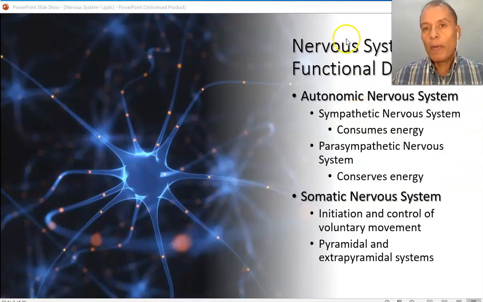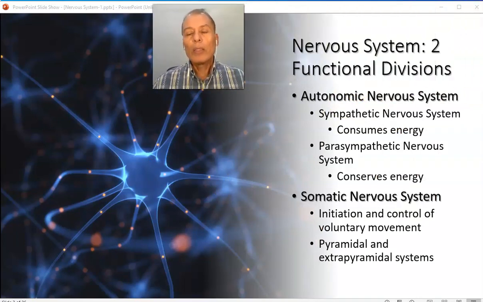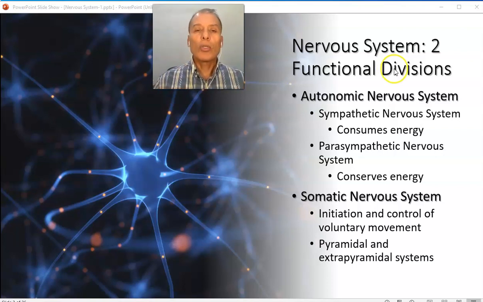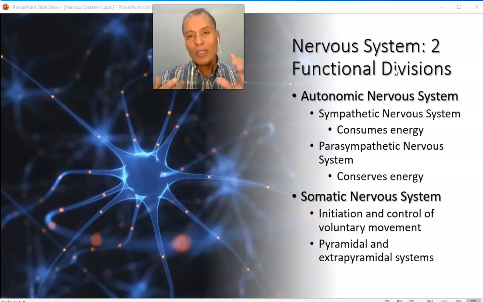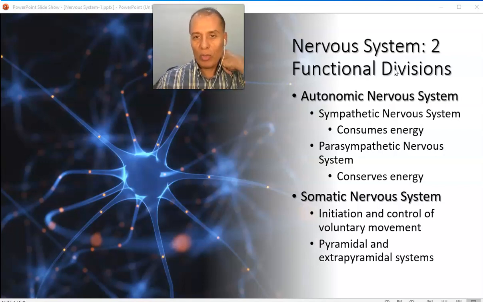Then we have the functional divisions or physiological divisions based on the function. What does each part do based on function? So the entire nervous system, again, conveniently, is divided into two main divisions, and every one of these divisions has two subdivisions as well.